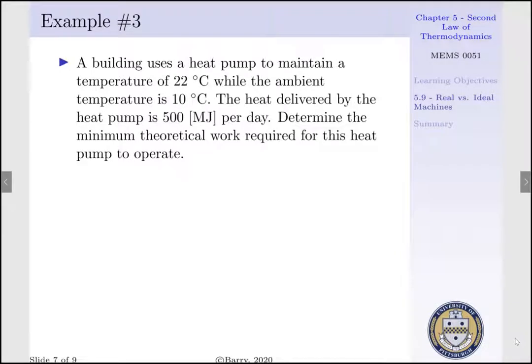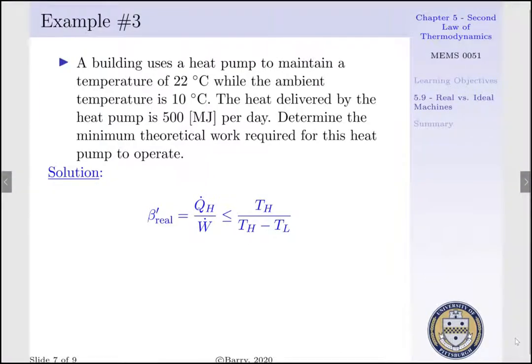Lastly, a building uses a heat pump to maintain a temperature of 22 degrees centigrade, while the ambient or outside temperature is 10 degrees centigrade. The heat delivered by the heat pump is 500 megajoules per day. We want to determine our minimum theoretical work required for this heat pump to operate.